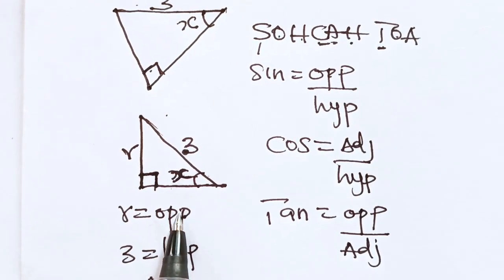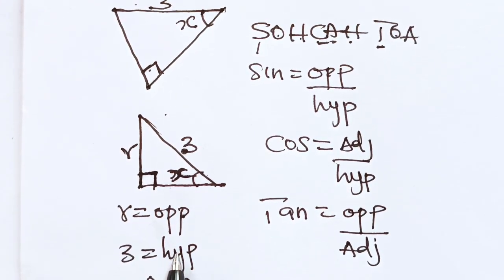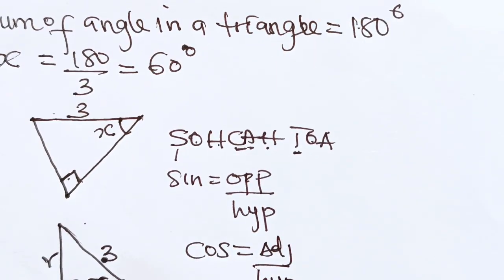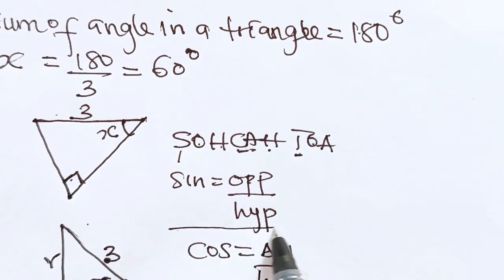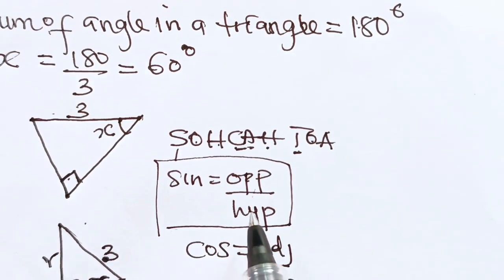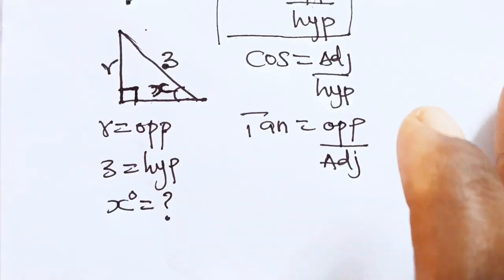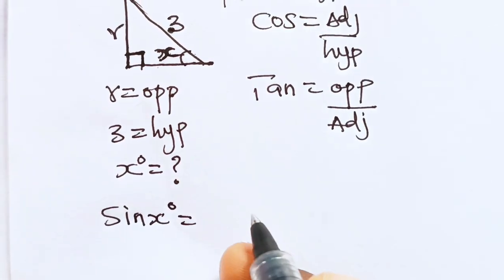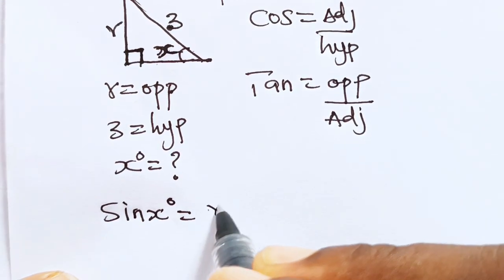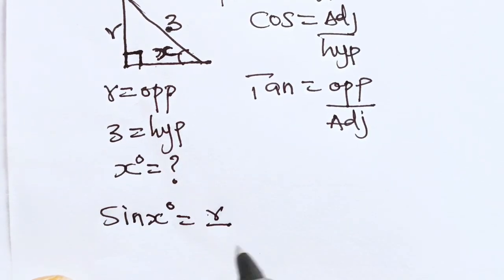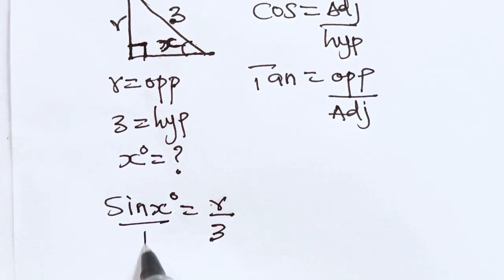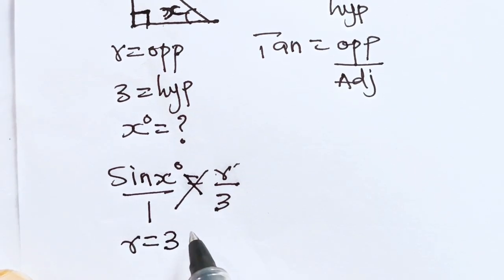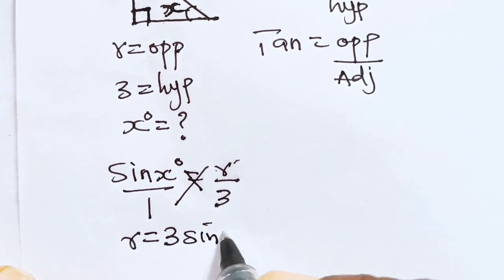We are asked to find the opposite. The hypotenuse is given, so we need what connects opposite to hypotenuse. If you go through these trigonometric ratios, this is what connects opposite to hypotenuse. That means we can solve this using sine. So sine x degrees is equal to opposite, which is r, over our hypotenuse, which is 3. If we do cross multiplication, the radius is equal to 3 multiplied by sine x.